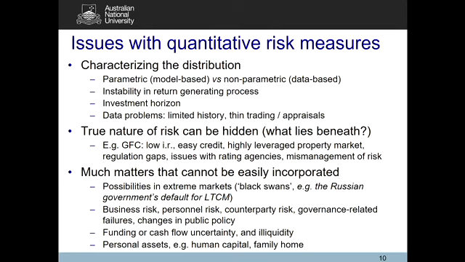Another issue is that a lot will matter when it comes to risk that you can't incorporate into your quantitative risk measures. And the first of those is possibilities in extreme markets, because extreme markets are by their definition extreme, which means they're rare and unlikely to repeat in the same ways. So it's quite hard to pick it up in the data.